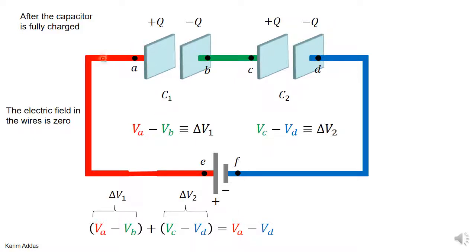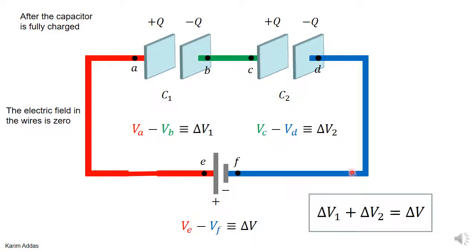Now, if you look on this part of the circuit, point A has exactly the same potential as point E, and point D has exactly the same potential as point F. So I can replace VA by VE and VD by VF. So you get VE minus VF, which is delta V. So what we've proved here is that delta V1 plus delta V2 is equal to delta V. So for series capacitors, the potential difference across capacitor 1 plus the potential difference across capacitor 2 is equal to the potential difference across the combination.